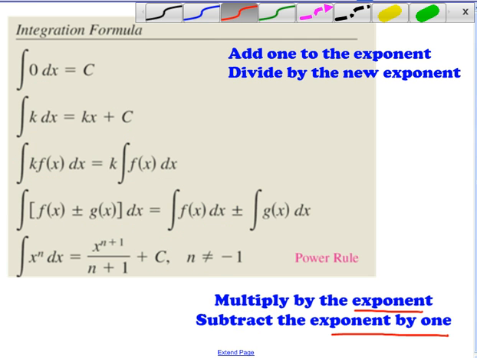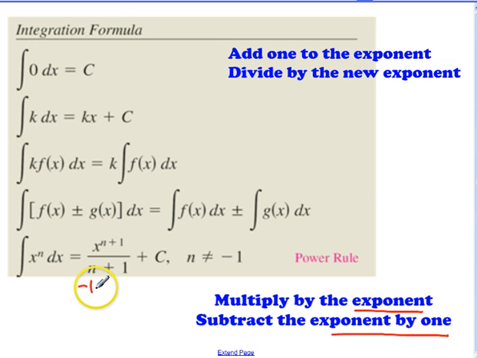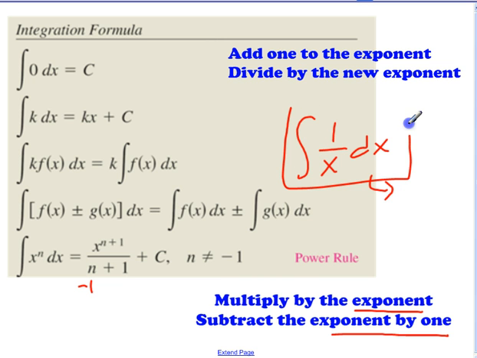In this problem right here, if I let n be equal to -1, I'd have -1 plus 0 on the bottom, which would give me a 0 in the denominator. This comes up when you have 1 over x dx, because that would make this x to the -1. This particular problem has a very unique answer that we're going to come up with later. We're not going to worry about that now. So for right now, we cannot solve this type of problem. We have to wait till a little bit later. But for now, that is all of our integration formulas and rules.